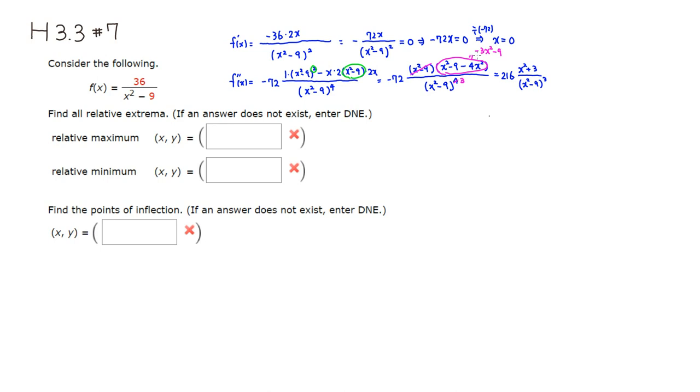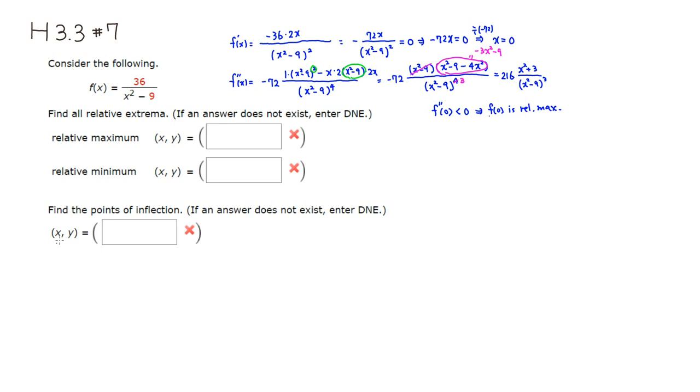So let's look at the critical number. f double prime of 0, we actually just need to know if it's positive or negative. If you put 0 there, it's negative 9 cubed, so that's negative. The top is positive, so this is going to be negative. Which tells you it's a concave down shape, so f of 0 is a relative maximum. So we have a relative maximum, but no relative minimum.